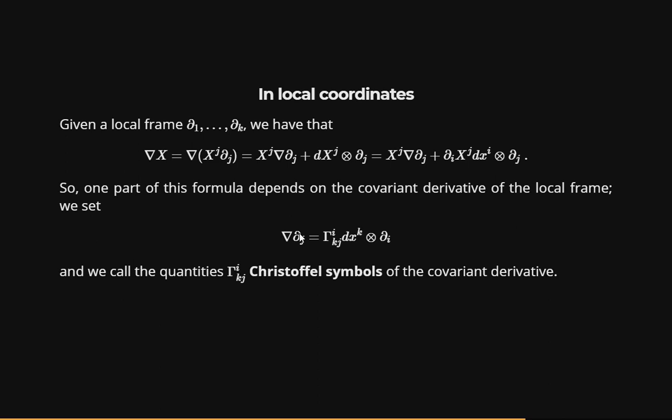So we write down the derivatives of the local frame. The derivatives of the local frame are these numbers, these coefficients gamma, i above, kj below, j is the one fixed, dx^k times the tensor partial_i. This is a sum on k and i. We are writing down the matrix. For every j, we have a matrix. So we have 3 indices. And these weird things are called Christoffel symbols of the covariant derivative.